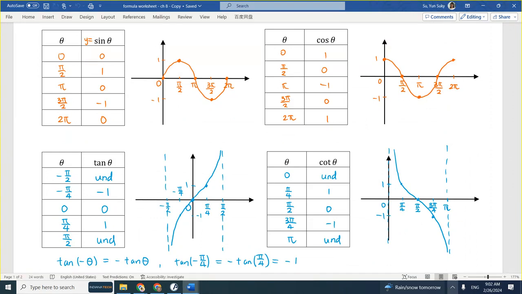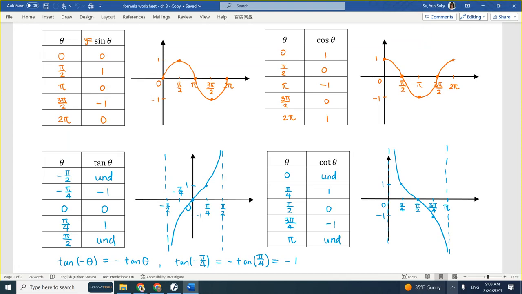So you see the theta column values are the same: 0, pi over 2, pi, 3 pi over 2, and 2 pi. For the y values, sine starts with 0, goes up to 1, goes down to 0, then -1, and goes back up to 0. Those are the 5 key points. Remember those 5 key points.